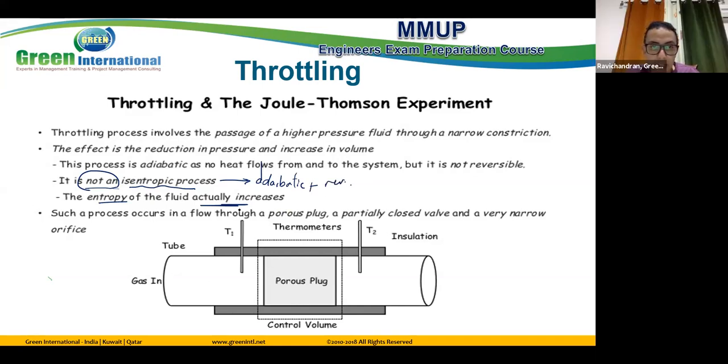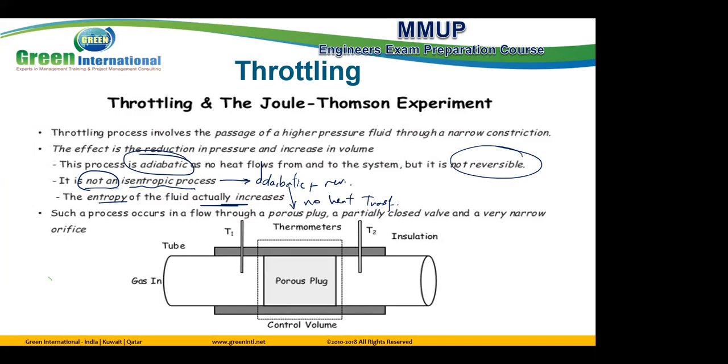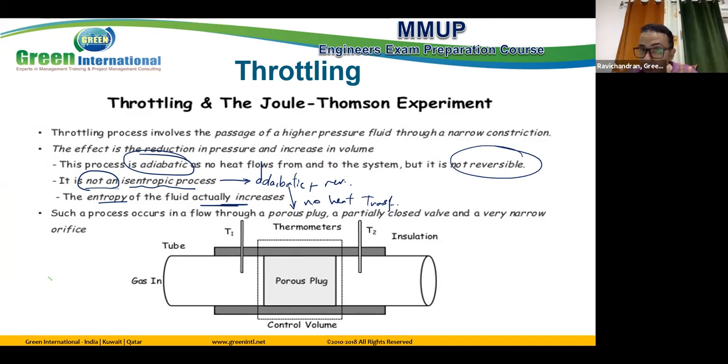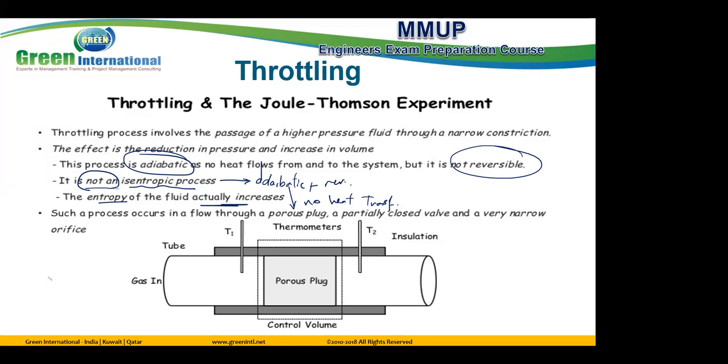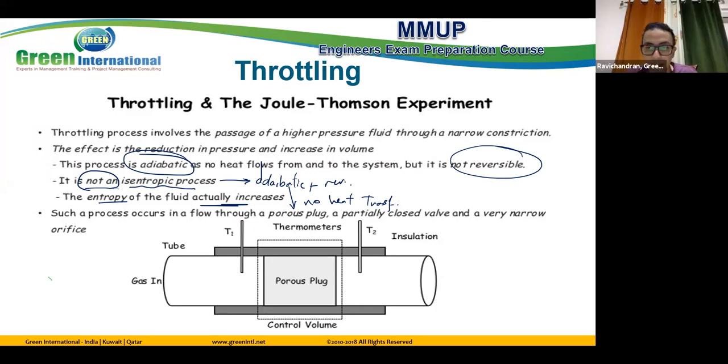So this process is actually adiabatic and not reversible. What is the meaning of adiabatic? Adiabatic means no heat transfer. And please be careful, because there is a difference between no heat transfer and constant temperature, T1 equal T2. We have two different cases, two different processes. No heat transfer means adiabatic. Constant temperature means isothermal.